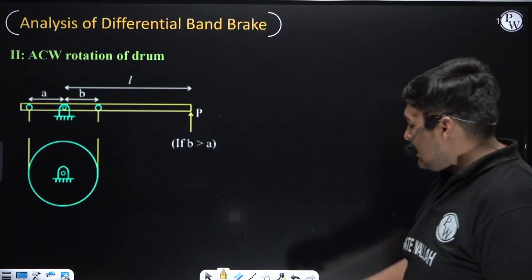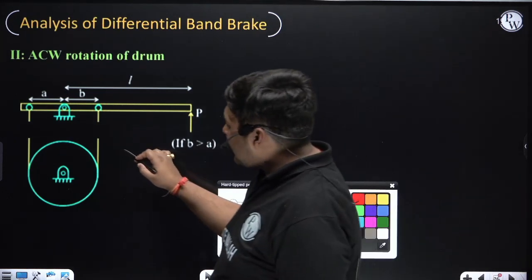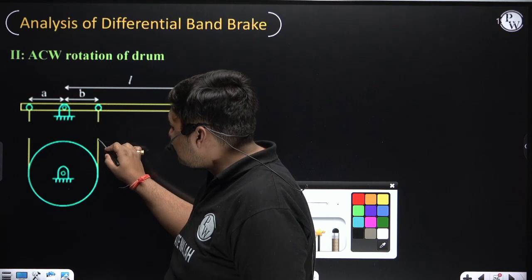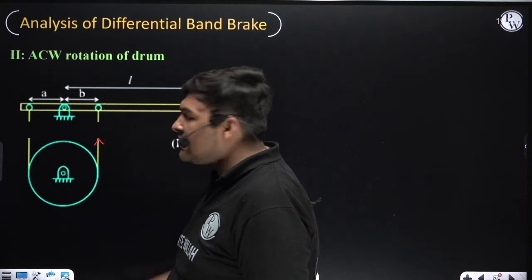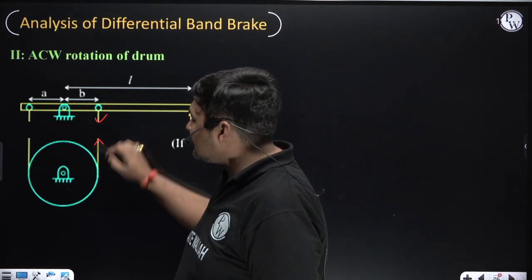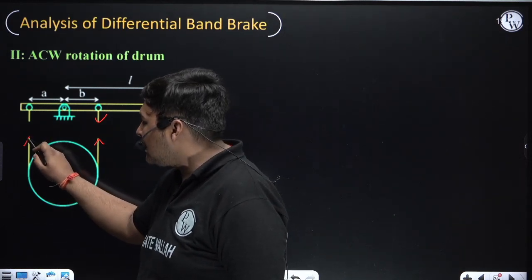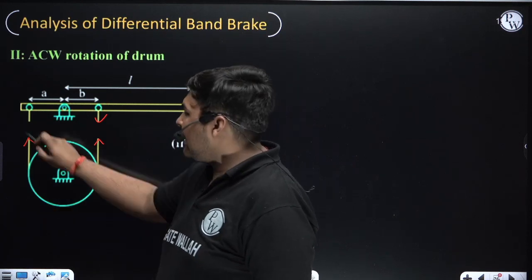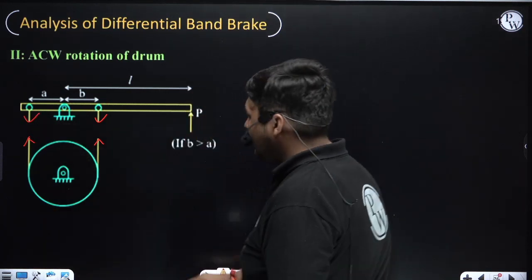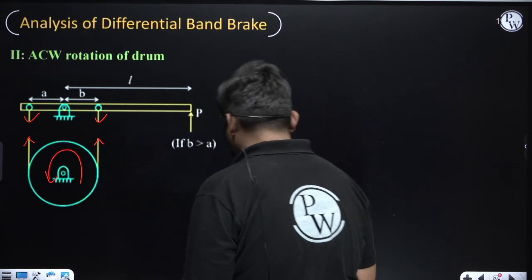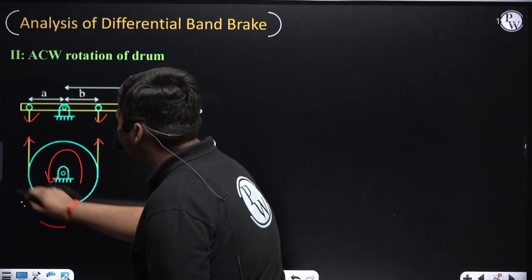FBD. Now first apply an arrow like this, which is tension for this band, which is trying to elongate the band. We need to apply an arrow like this, and the same equal and opposite tension will come here. Again apply an arrow like this, which is trying to elongate this band. We need to apply an arrow like this, and equal and opposite tension will come here. The drum is rotating anti-clockwise. Now we will find which side is the tight side and which side is the slack side.